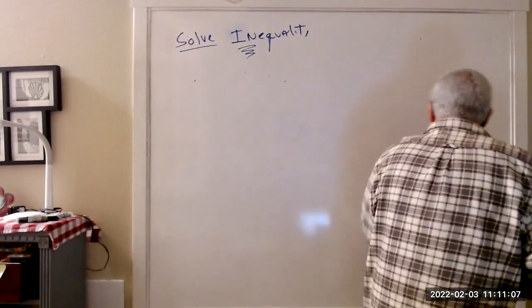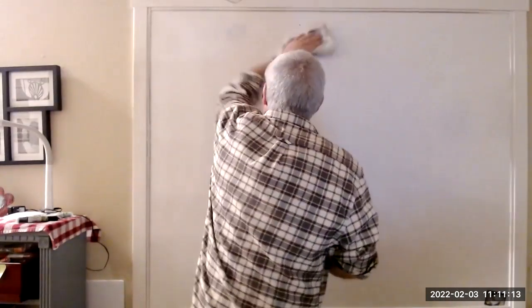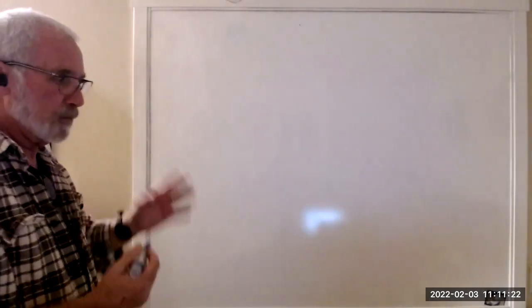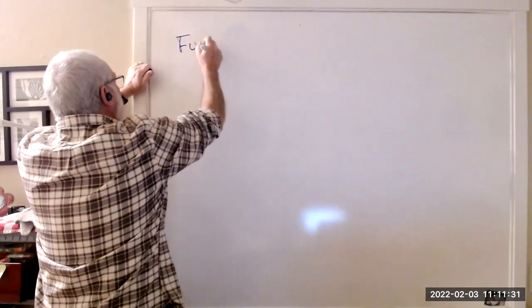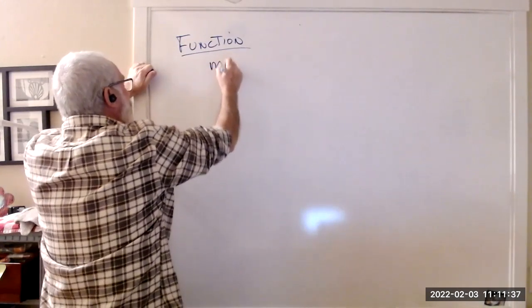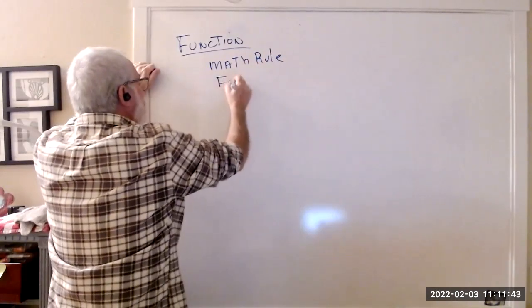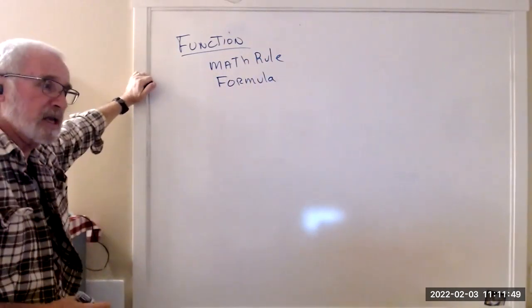Okay, the next thing I want to talk about a little bit, again, is in preparation for the quiz. We'll talk about this again later in the future, but I want to kind of load you up now, and then we'll do it again later. It's called a function. A function is a math rule. It's a formula. That's the simplest explanation I could give.